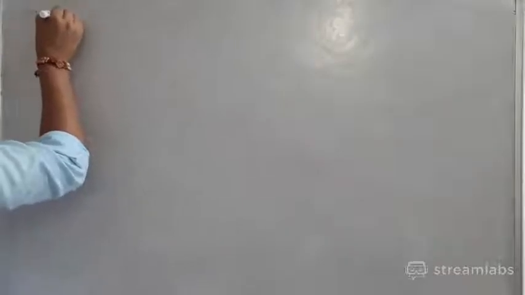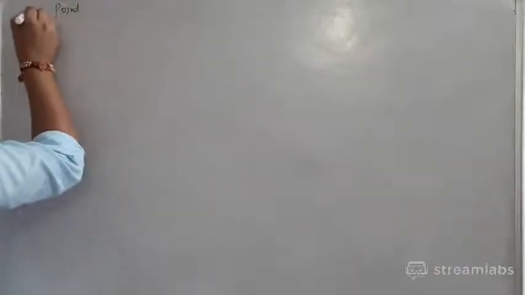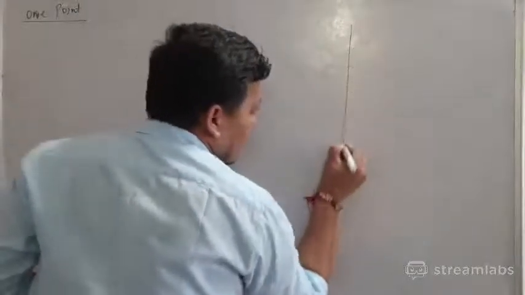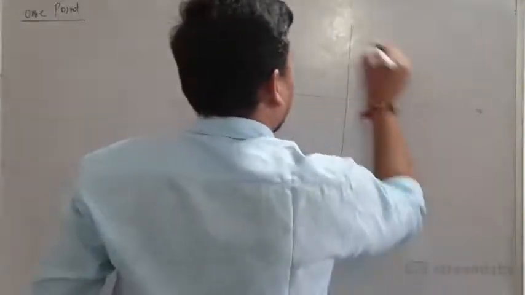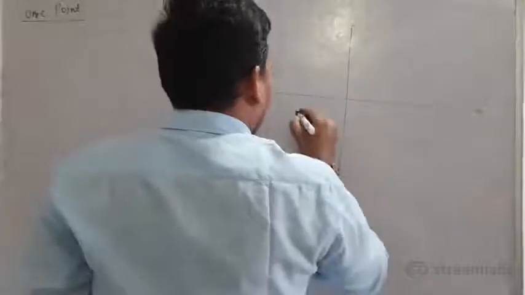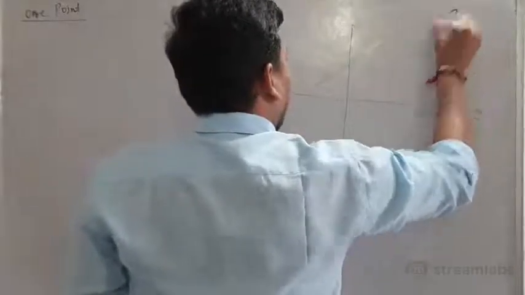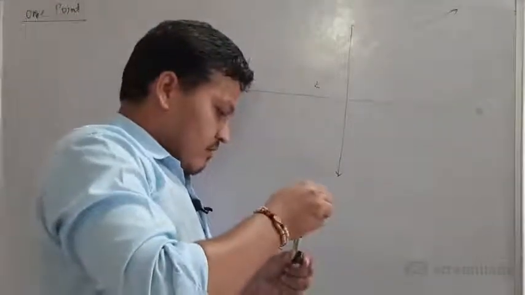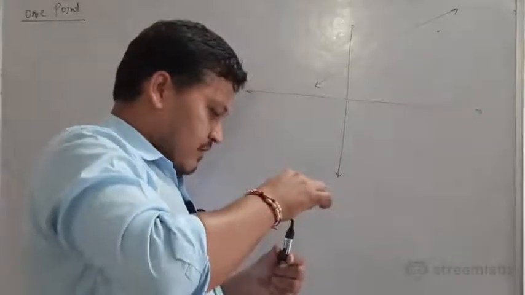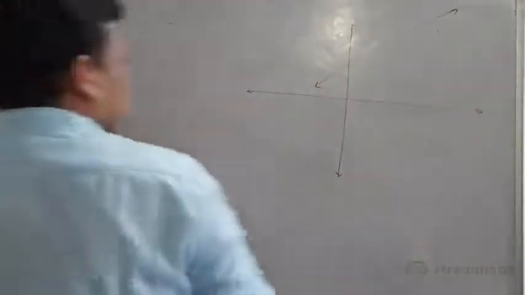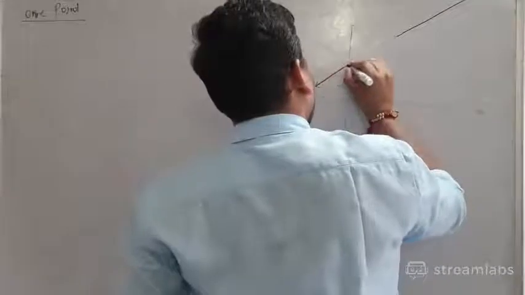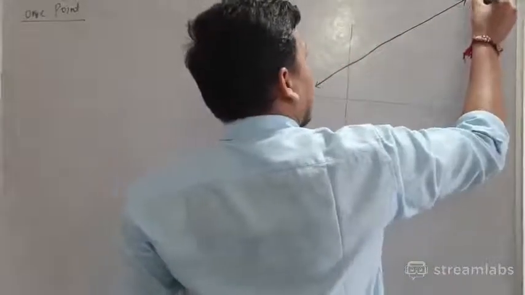Listen, sir. Now one point is given. Let this be the quadrant, and suppose one line is passing through the first quadrant. This is our line. Let the line be L.